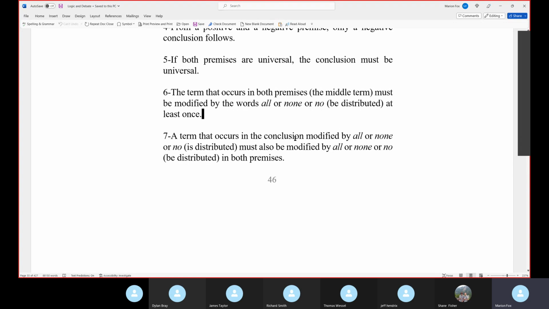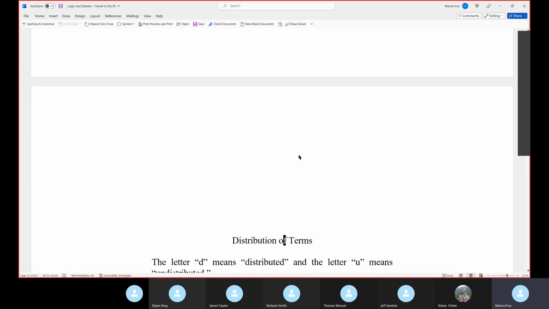A term that occurs in the conclusion, modified by all, or no, or none, is distributed, and must also be modified by all, or none, or no in the premises. That's called being distributed in both premises. In both premises, not just one, but both premises. And I probably ought to make that bold. You might want to bold that. I hate to use too much bold print.